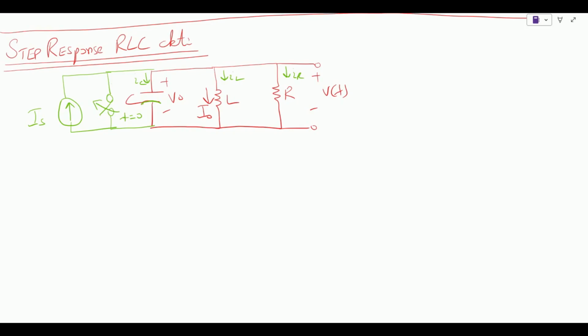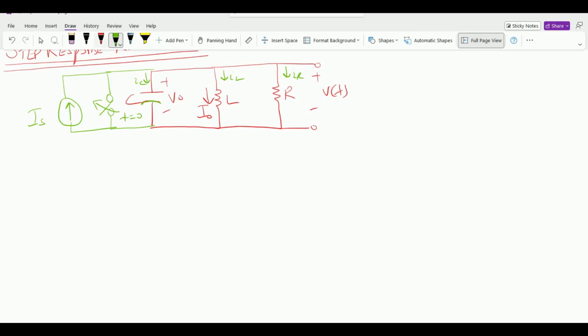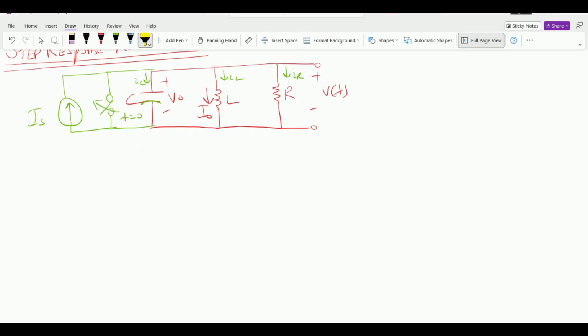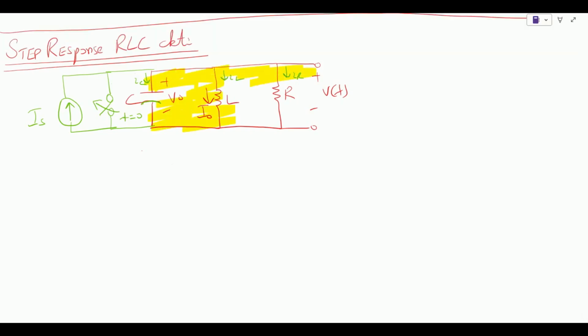In order to write the equation for this step response, we know from the natural response that our equations are as follows. If we think of this circuit as the parallel RLC network, the natural behavior when the source is not applied, then our equations for the three damping conditions are that v(t) comes out to be A1 e raised to the power S1t plus A2 e raised to the power S2t.